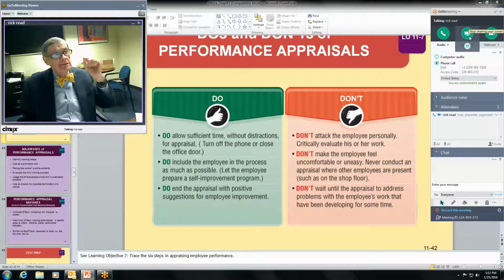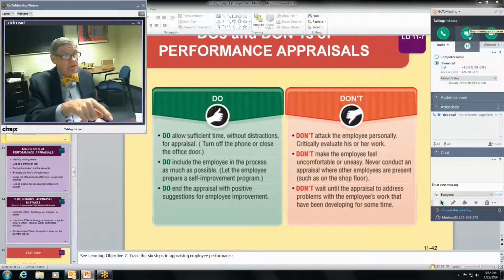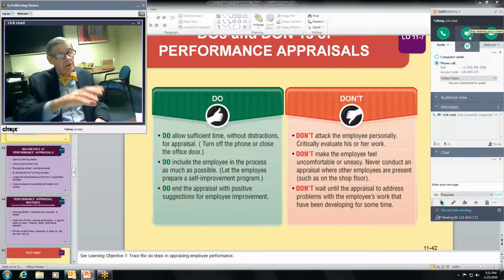And then over here, you don't attack the employee, don't make them feel uncomfortable, and don't wait till the appraisal to address problems. If there are problems, you need to address those ahead of time. The appraisal is sort of a culmination, all right? So don't do it otherwise.